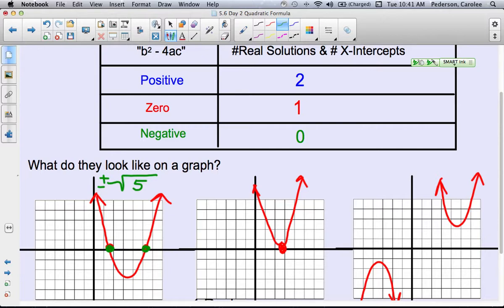The next scenario is when your discriminant equals 0. So what happens is this term cancels out. So you'd have only one x-intercept. The last scenario is when you have a negative radical. Let's say negative 6 plus or minus. What happens is those parabolas are above the x-axis.